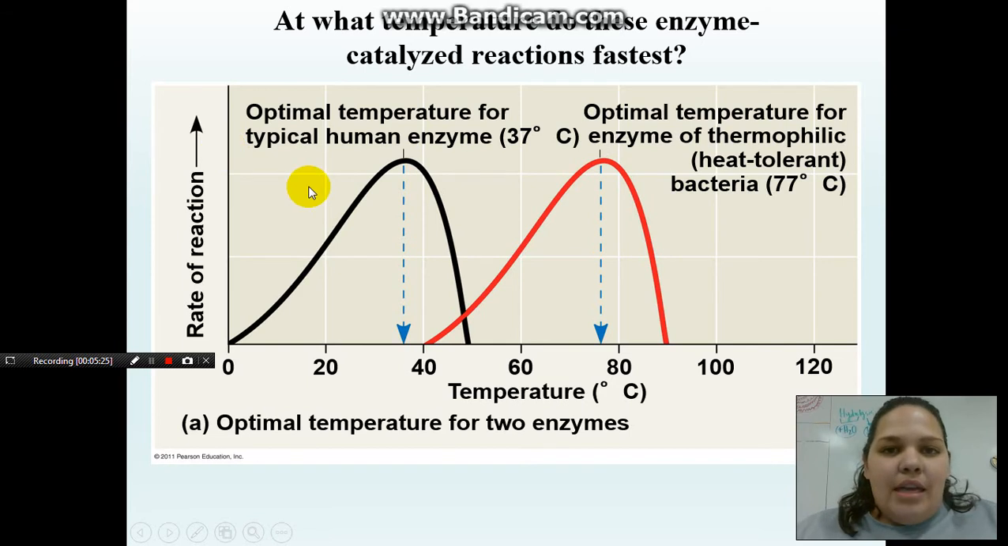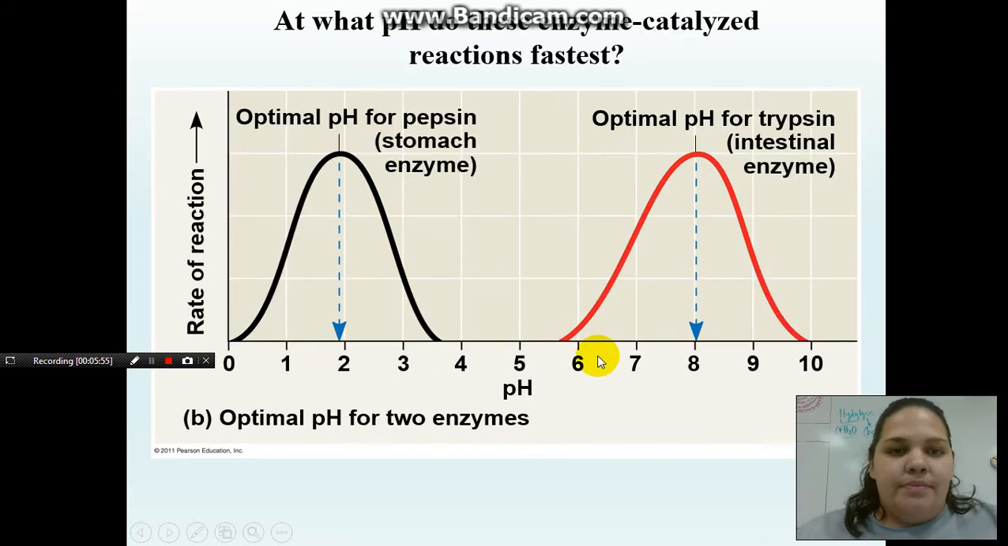Let's look at this. At what temperature do these enzyme catalyzed reactions go the fastest? This is the rate of reaction, so we're looking for the highest points. The optimal temperature is at the top of this peak, which is 37, or the peak of this one would be at 77. It says it right here too, guys, in case you're wondering where I'm getting those numbers. Over here, 37 and 77.